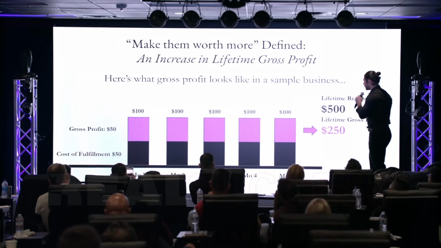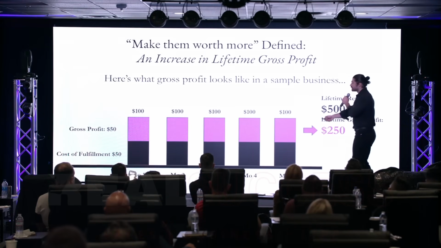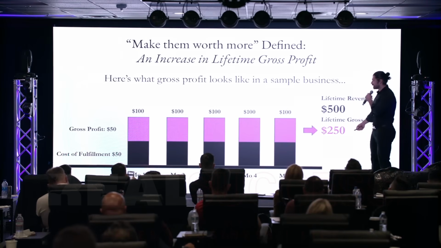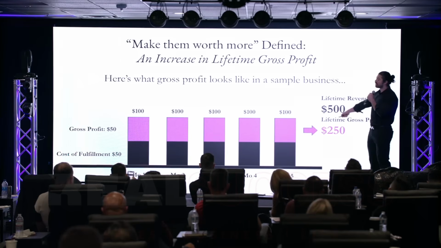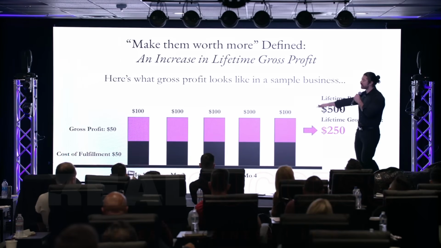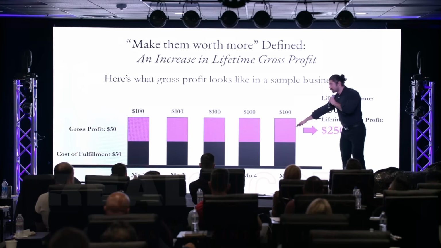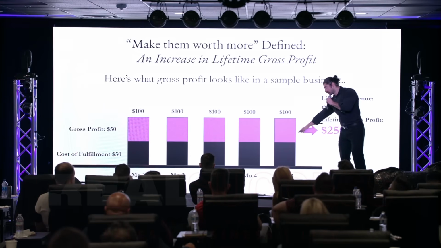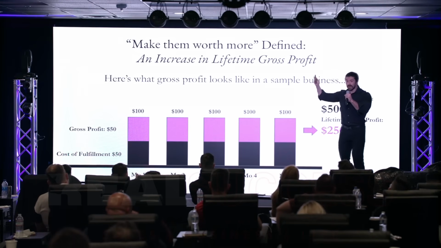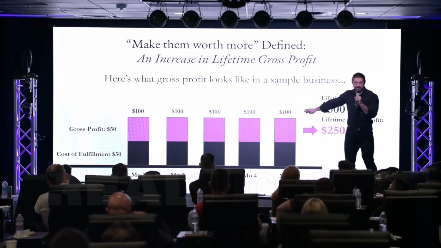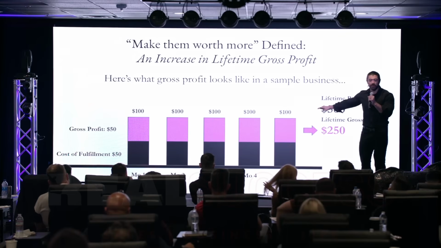Lifetime gross profit. The purple is the juice. That is the squeeze. That is what we get at the end. That's the gross profit. It's not the chop. That would be net profit. But the gross profit is what is left over after the cost of fulfillment, cost of goods sold, to then pay all the other stuff we have, rent, all the other stuff. But it comes out of this. Gross profit is 50. This isn't a good business, by the way. This is just an example because it's simple.